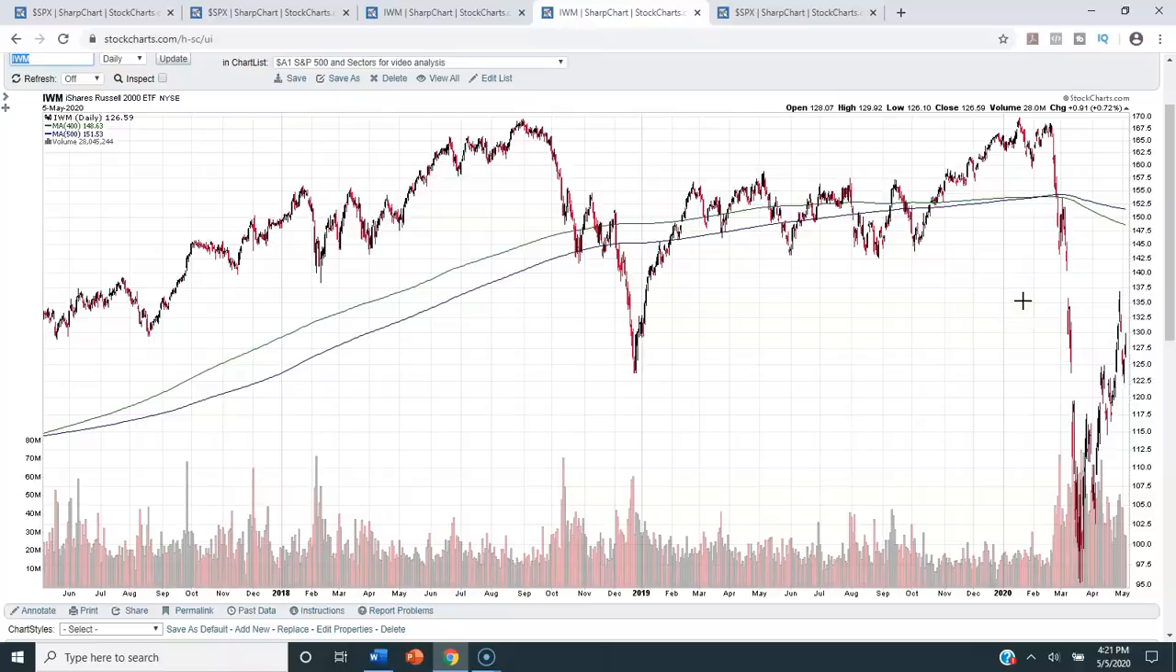So the first takeaway on these charts, for the small caps, is that you want to see small caps running with the large caps if you really have a healthy bullish market.